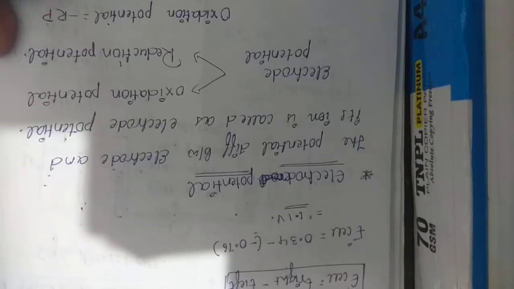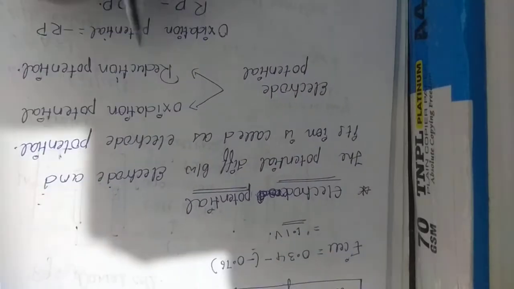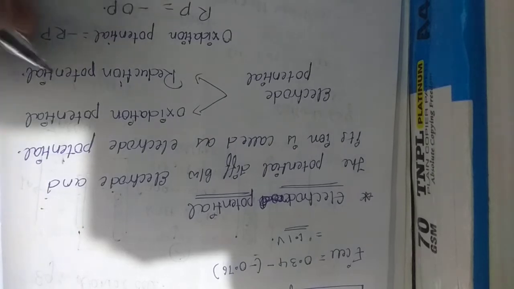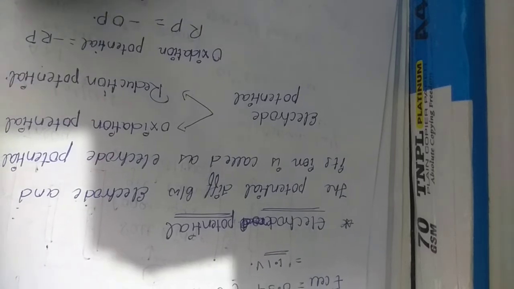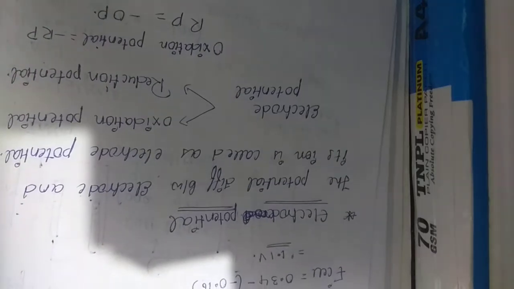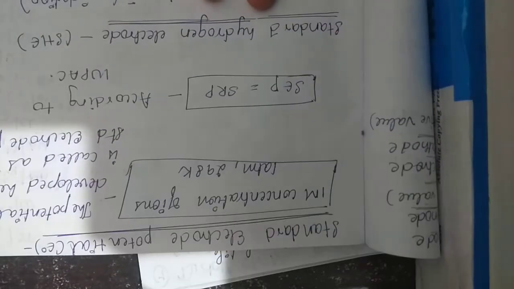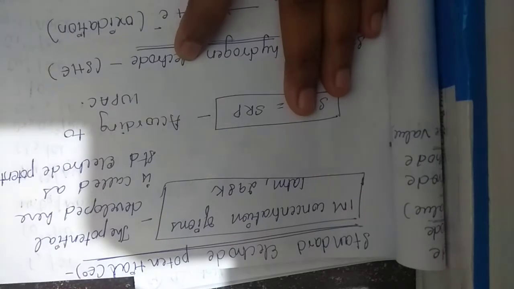Now the electrode potential is of two types. One is oxidation potential and the other one is reduction potential. Oxidation potential is the negative of reduction potential, and reduction potential is the negative of oxidation potential. It is just the negative signs that are different, but magnitude wise they are the same. Okay, next let's enter the next thing, that is standard electrode potential, E naught.